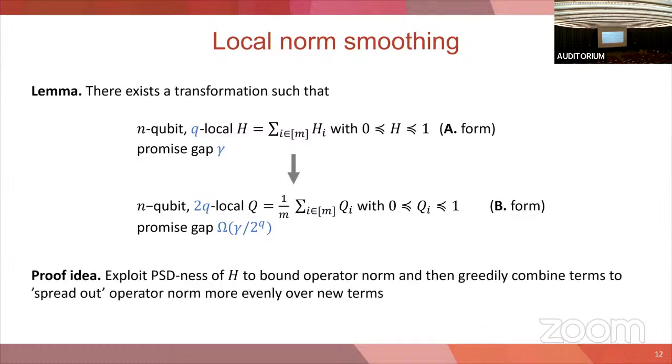And the idea on how to prove it is pretty simple. You have to exploit the PSD-ness of H to bound the total operator norm. And then you greedily combine terms together to spread out the operator norm over different terms. So you combine at most two terms together during the whole procedure, so the locality grows at most by a factor of 2.